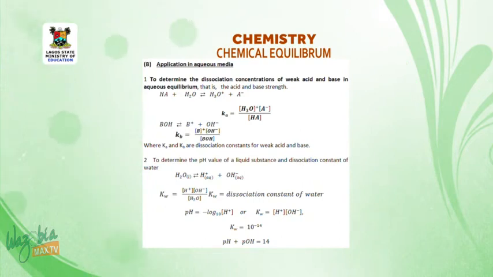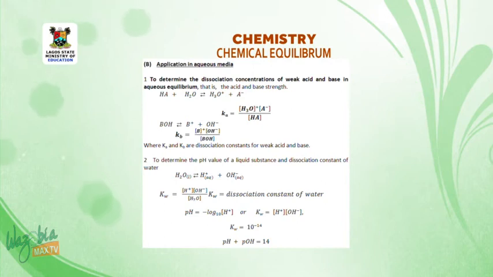Number 1, to determine the dissociation constants of weak acids and bases in aqueous equilibrium, that is the acid and base strength. HA, which is the weak acid, let's call it acetic acid, plus water, ionizes into hydronium and acetate. So the dissociation constant for the acid will now be the concentration of hydronium ion multiplied by the concentration of the acetate, all over the acetic acid.